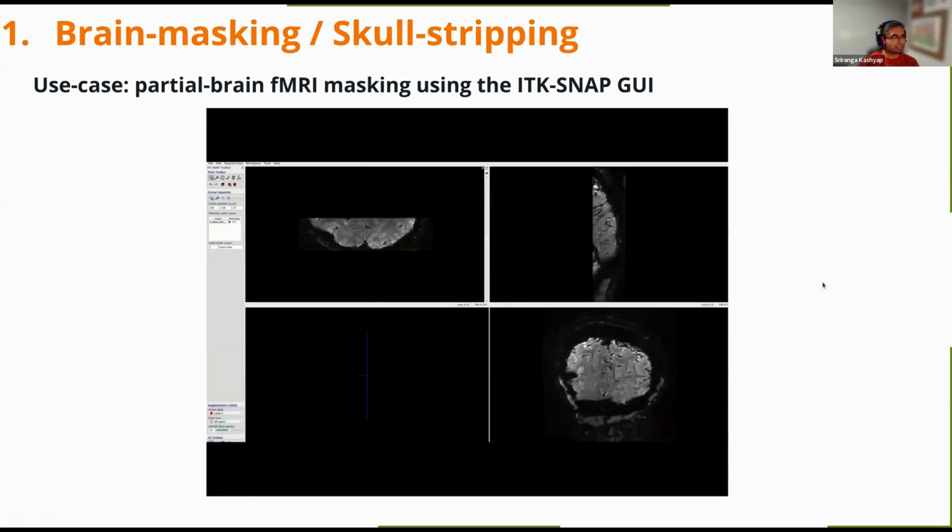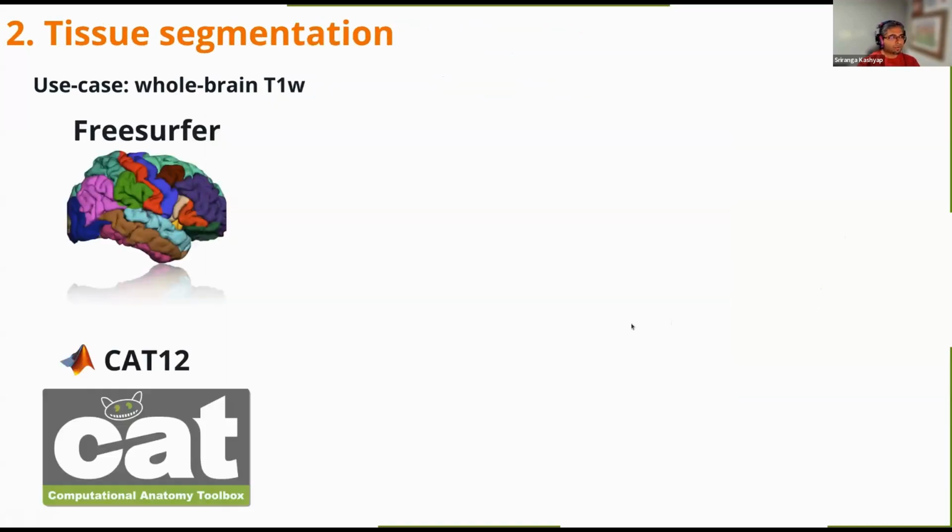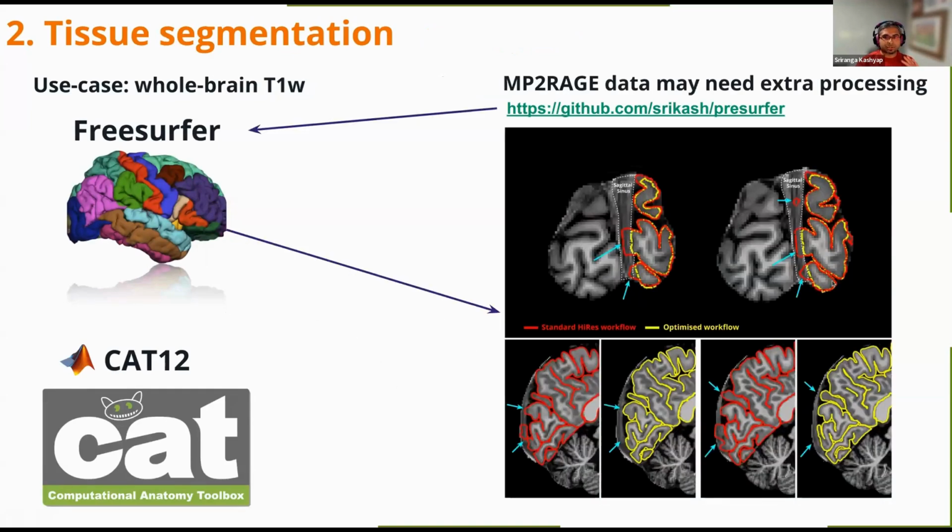Moving on quickly. For whole brain use cases, I don't have to mention you have FreeSurfer, you have Cat12. There's also this little extra thing, again another shameless plug, which can help you fix MP2RAGE data sets. Have a look. If you have MP2RAGE, you need a bit of extra processing to prevent FreeSurfer from doing funny things like putting a gray matter surface on the sagittal sinus. So it helps you clean things up quickly.